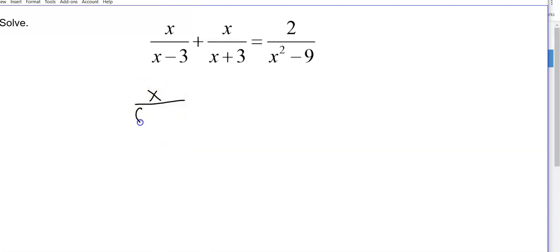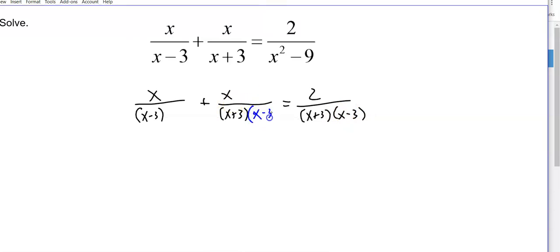So x over x minus 3 plus x over x plus 3 equals 2 over (x plus 3)(x minus 3). So this one is missing an x minus 3. So multiply top and bottom by x minus 3. This one's missing an x plus 3. So multiply top and bottom by x plus 3. So if you do this, now we have the same denominators.